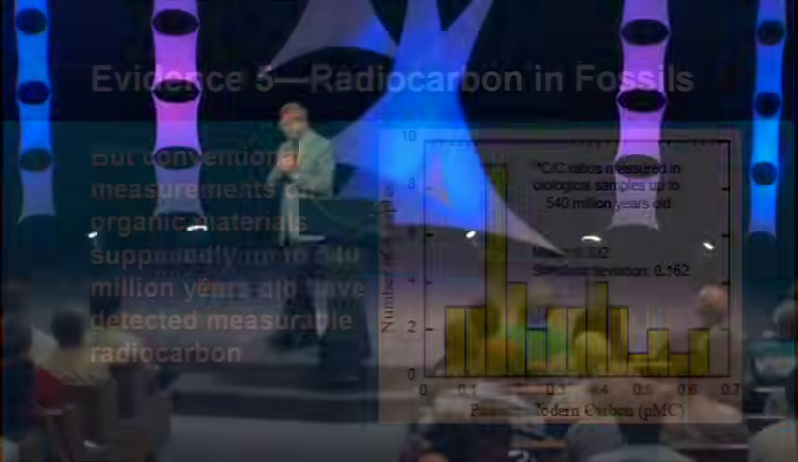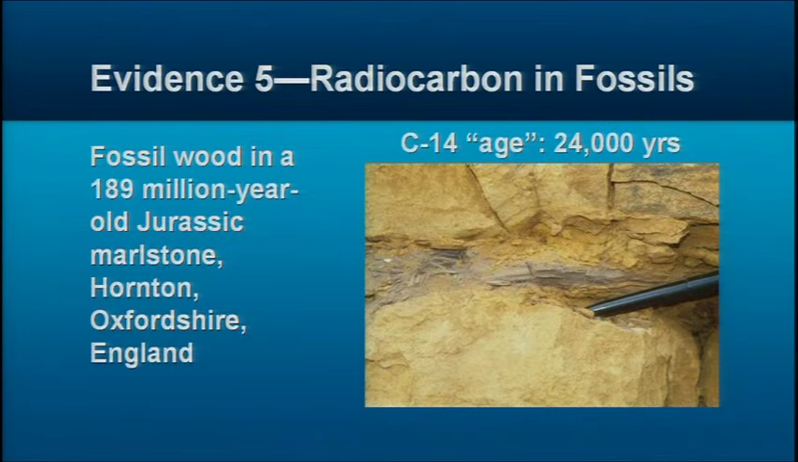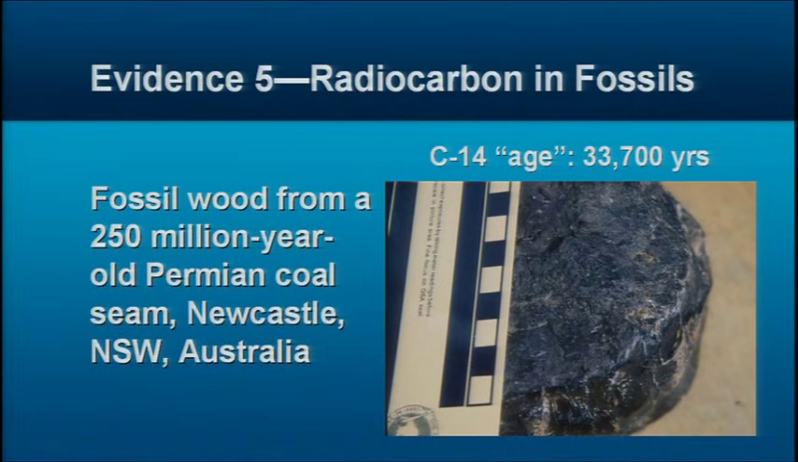So you see, I was mischievous a little while ago, and I decided I'd collect some samples and send them to a radiocarbon lab. But I didn't tell them how old the sample was, so I sent them a piece of fossilised wood from a 189 million year old rock in England. And guess what? It returned a radiocarbon age of only 24,000 years. I took a piece of coal from Australia that was supposedly 250 million years old. It gave an age of 33,700 years.